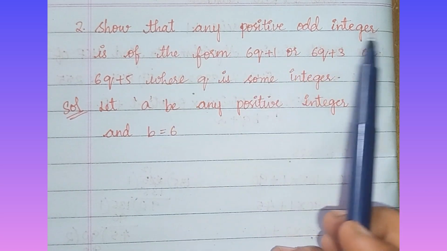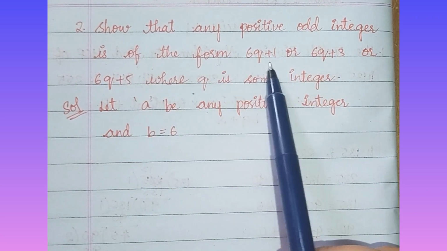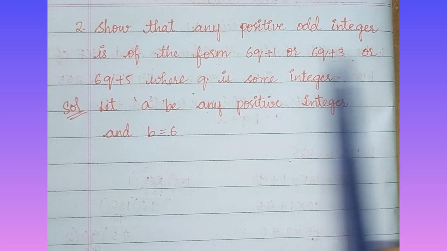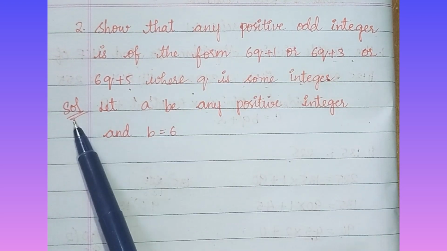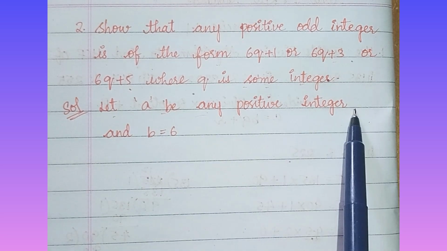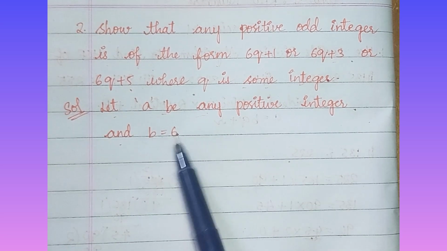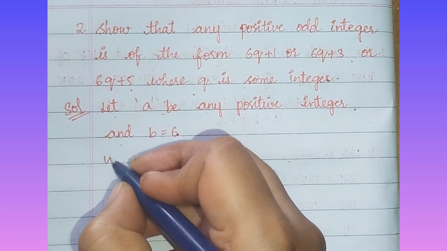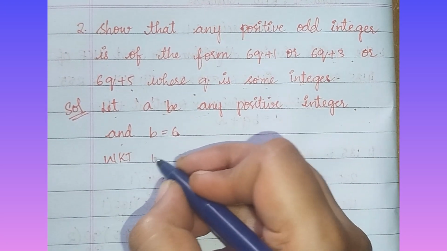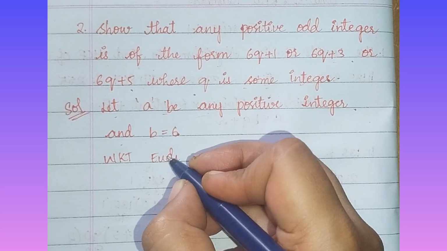Show that any positive odd integer is of the form 6q plus 1 or 6q plus 3 or 6q plus 5, where q is some integer. Solution. Let a be any positive integer and b is equal to 6. 6 is the coefficient of q. We know Euclid's division algorithm.